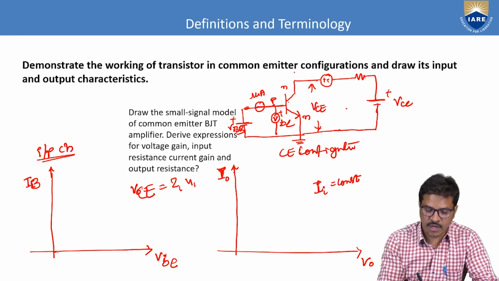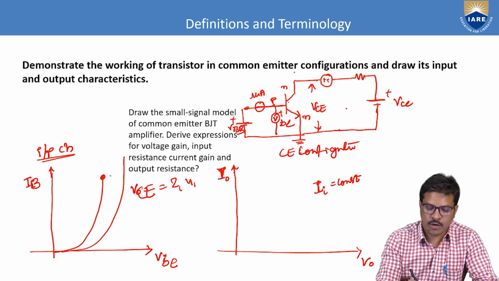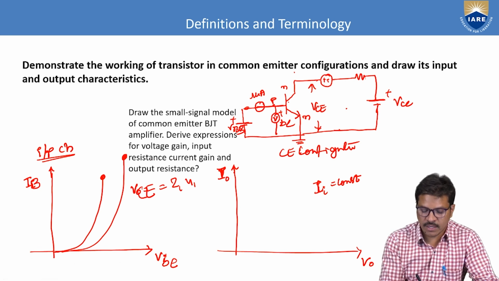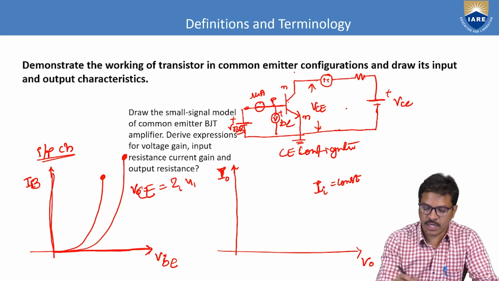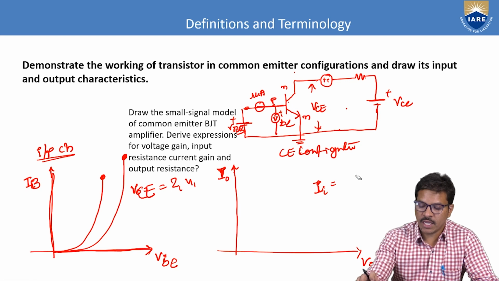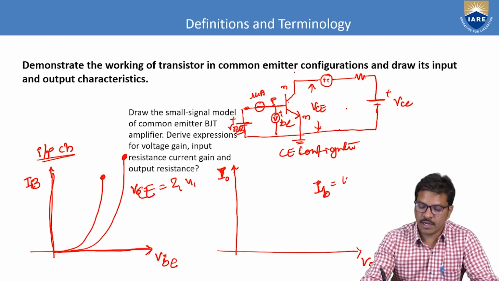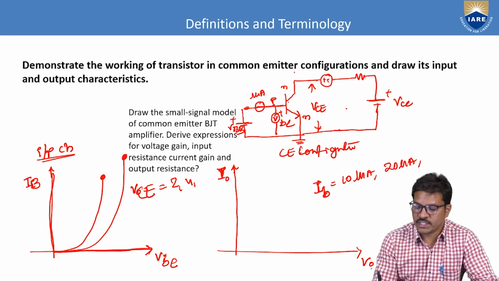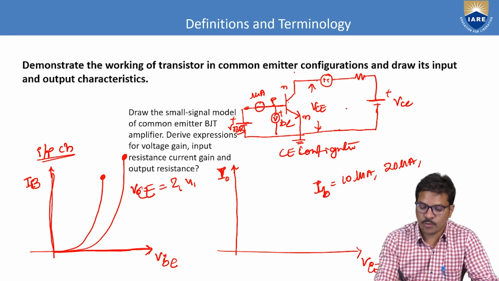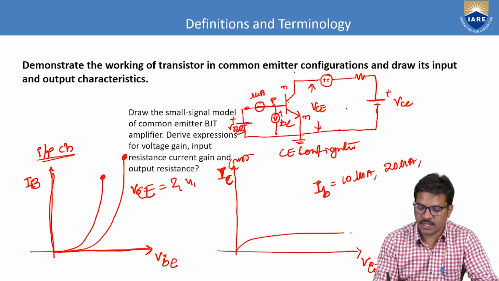So basically the graph will look like this. By keeping the output voltage VCE constant at 2 volts, 4 volts, 6 volts like that, and increasing the input voltage in small suitable steps, you will measure the input current. Similarly, by keeping the input current constant, like here IB of 10 microampere, 20 microampere, and then changing the output voltage VCE, the output current is IC in milliampere. So we'll get some graphs like this. You have to draw this kind of graphs.